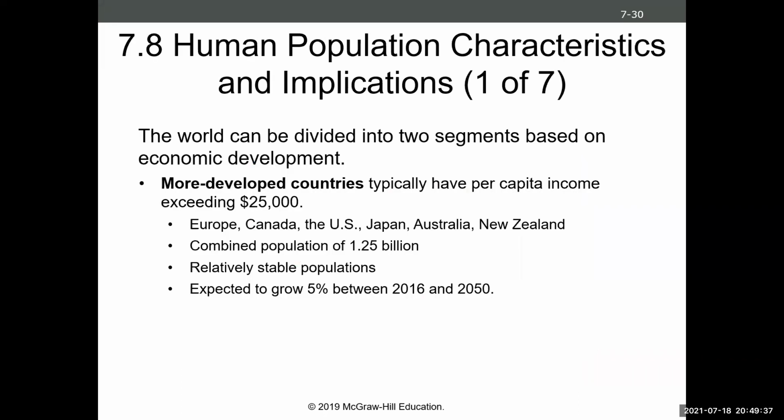When we look at human population, we can divide it into two groupings: your more developed countries versus your less developed countries. More developed countries typically have a per capita income of 25,000, like Europe, US, Japan, Australia, etc. Our combined population in those well-developed countries is about 1.25 billion, with relatively stable populations and about a 5% growth rate within the next 25 years.